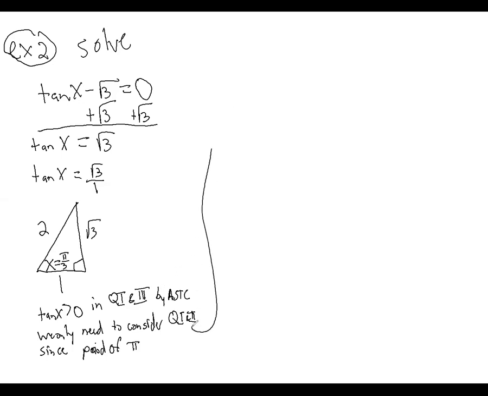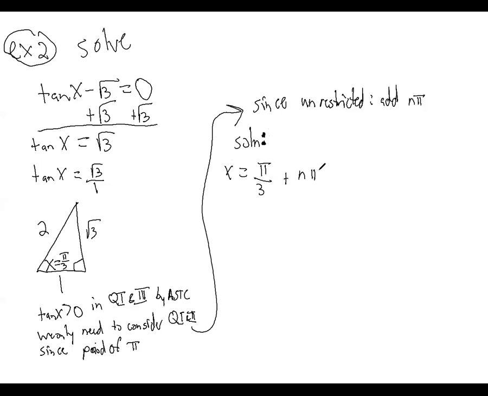And let's go back up here. So again, this was not restricted. Since this is unrestricted, we have to add in pi to the solutions. This isn't a sine or cosine or secant or cosecant, where you add the 2 n pi. For tangent and cotangent, you have to add in n pi. So our solution would be x equals pi over 3 plus n pi.